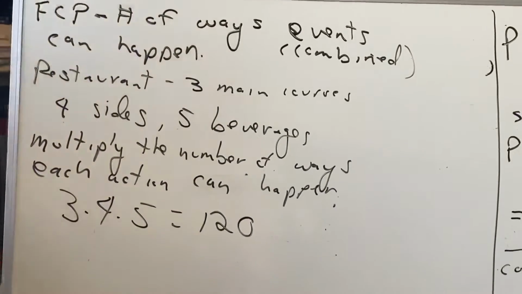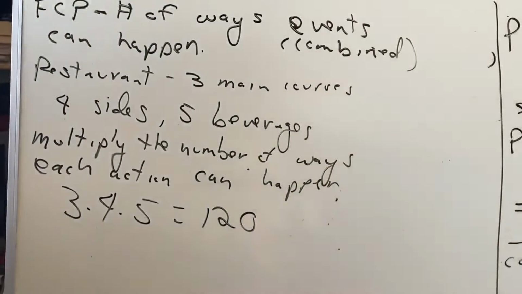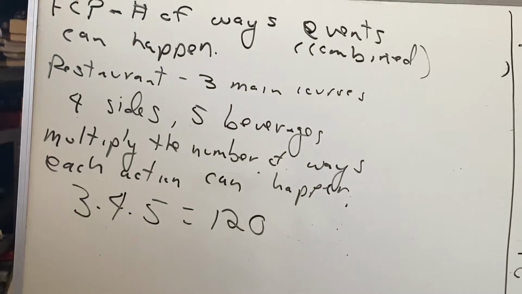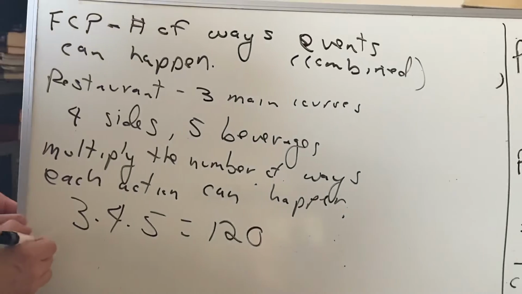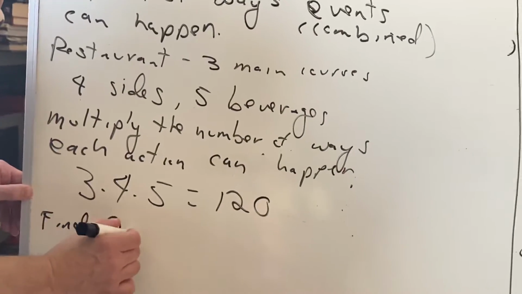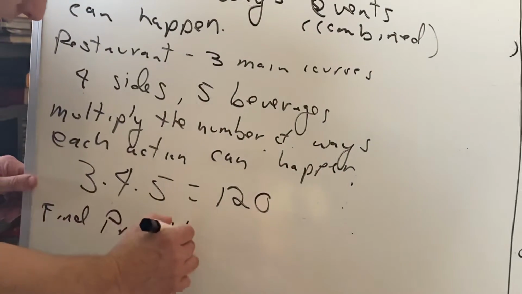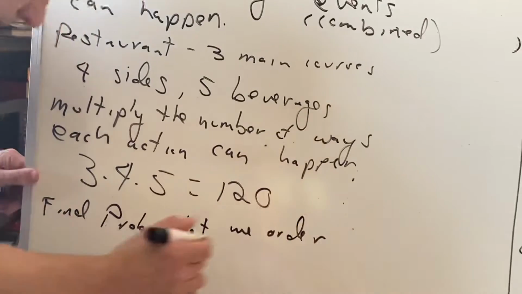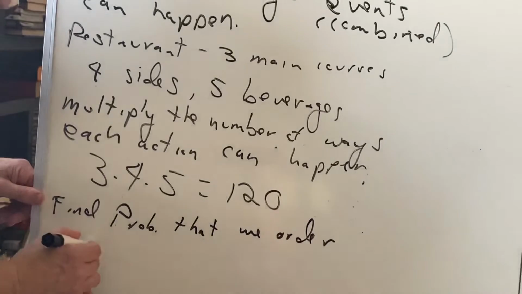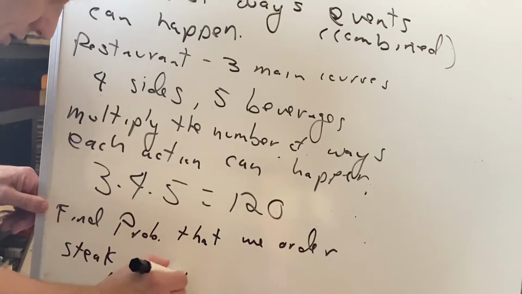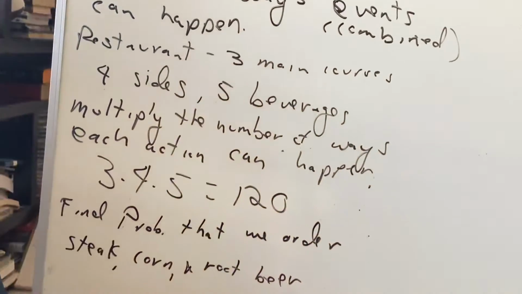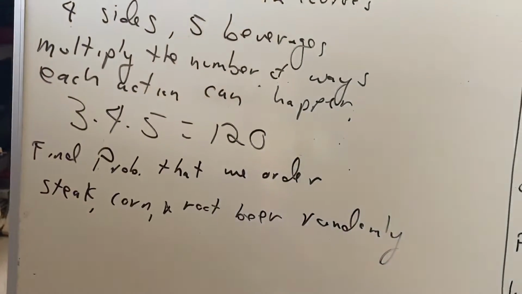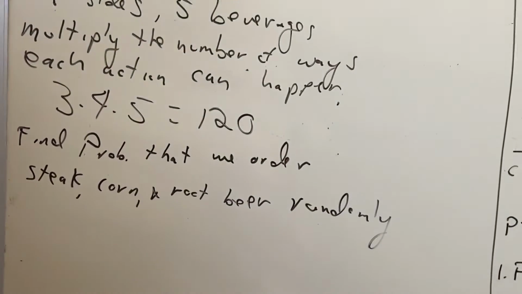All right, some probabilities have the fundamental counting principle built into them. So let's say that we want to find the probability that we order steak, corn, and root beer randomly. Even though we generally don't order randomly, let's say somebody says, I really don't care what I order, I'm in the mood for anything.